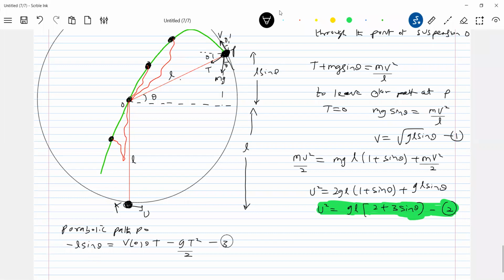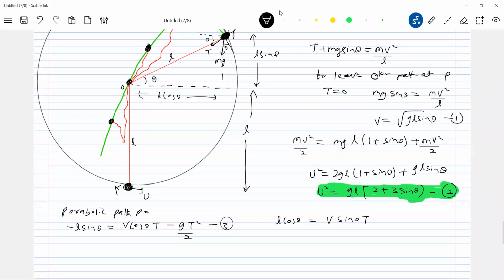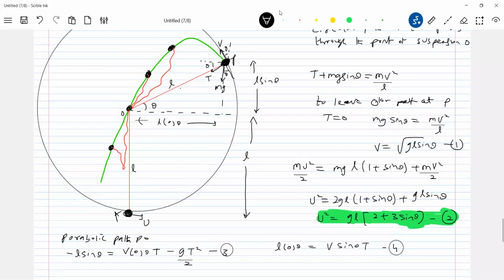Then what is the range? So horizontal displacement, how much will it cover? L cos theta. So can we write the equation for this? L cos theta should be equal to V sine theta into T. So replace this T here, solve for theta. Then the value of sine theta that you get, you have to substitute here. So this is equation 4. So why is this brought? This is for the range, the horizontal distance. When it moves from P to A, what is the horizontal displacement? L cos theta. Due to what? Due to V sine theta.